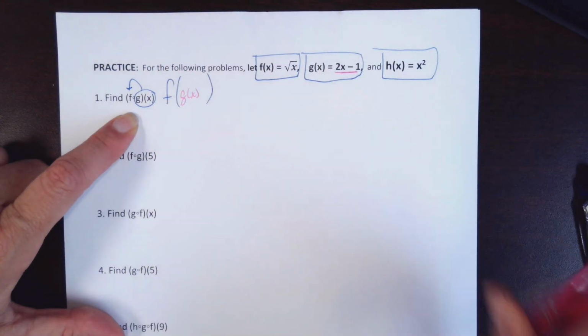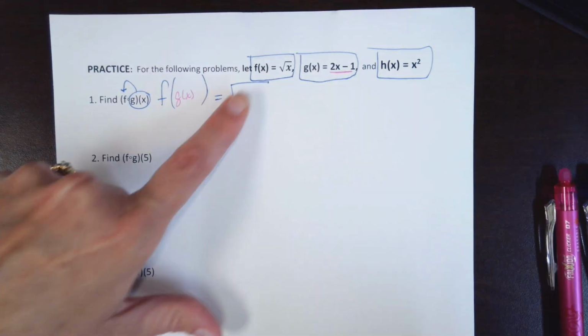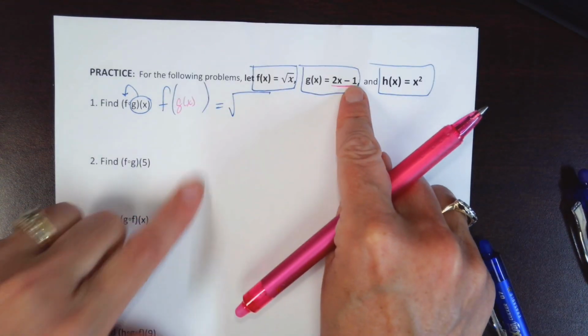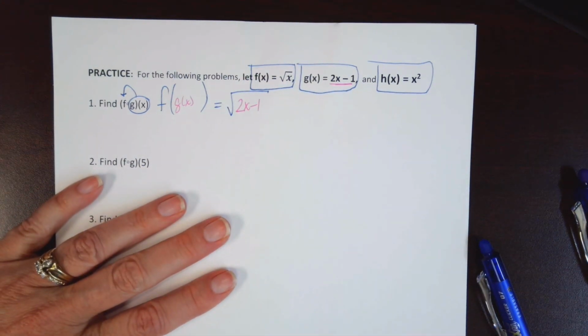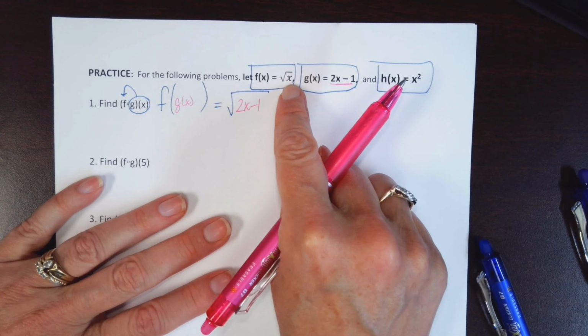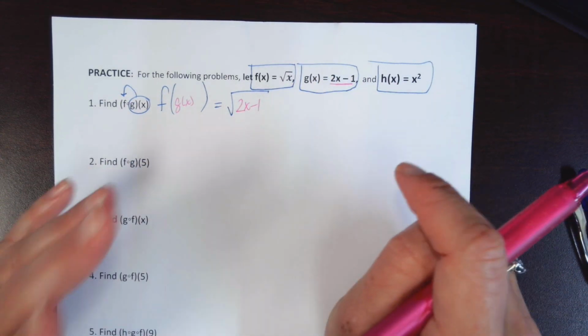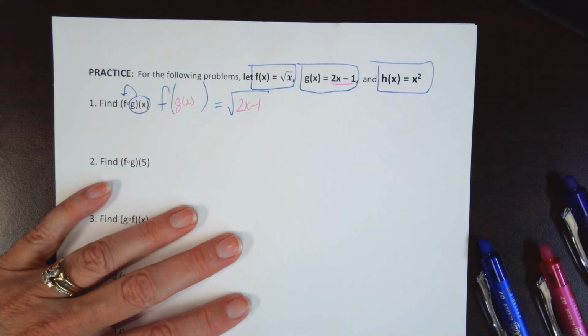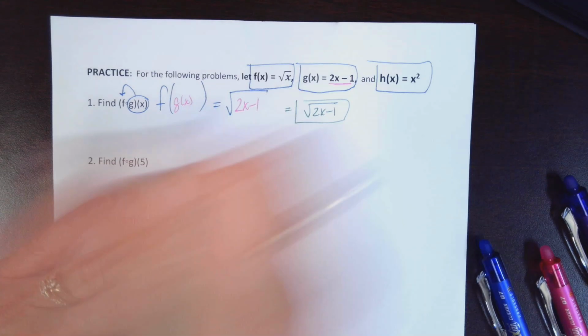Here's g of x. So my f of x function is square root of. Instead of that x, I'm going to take the g of x function and I'm going to plug it in. I took out the x in the f function. I replaced it with the g of x function. Now, in this case, there is nothing else to do there. Can't simplify that, so I'm done.